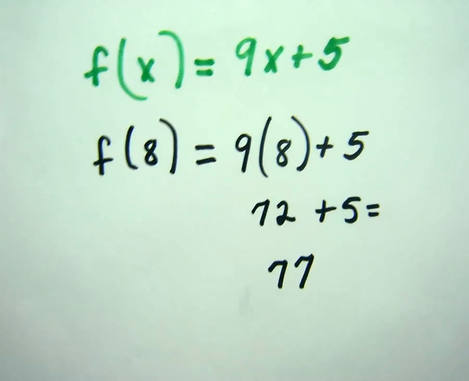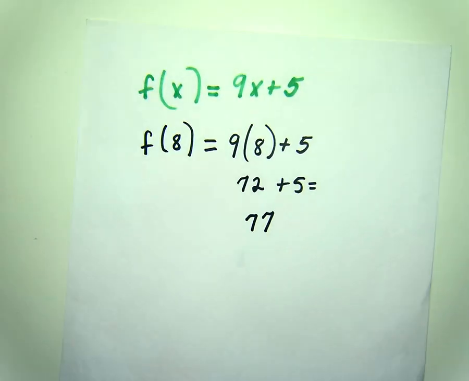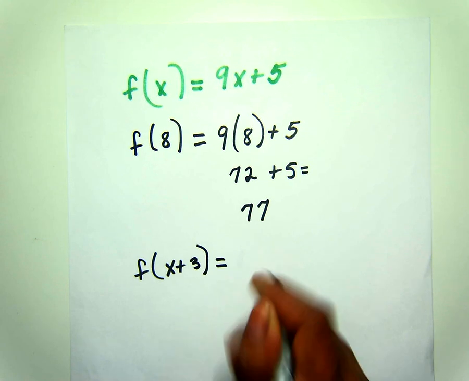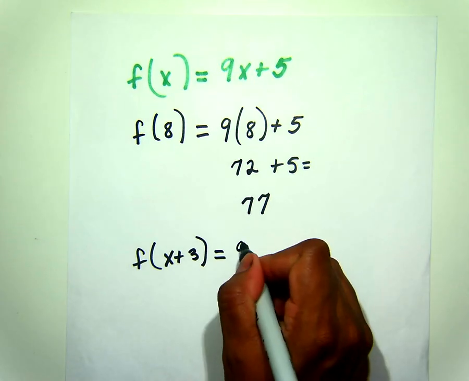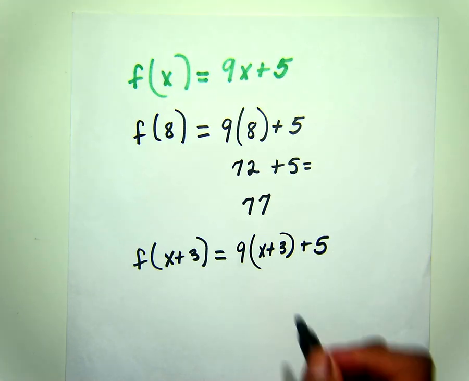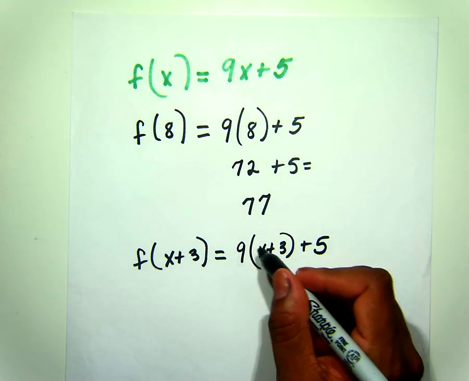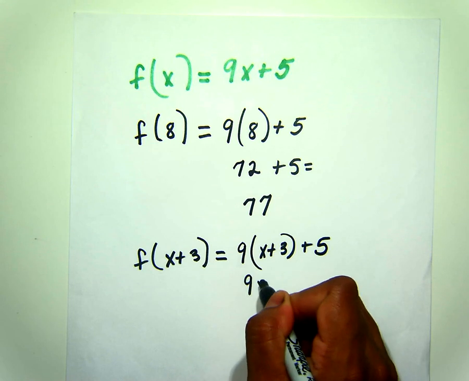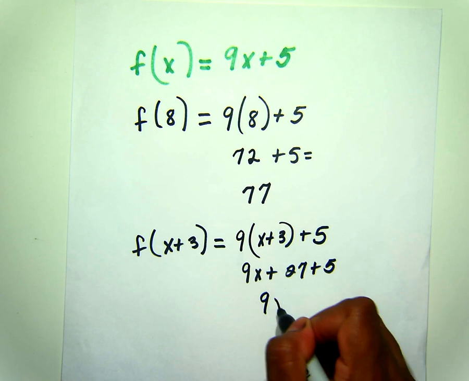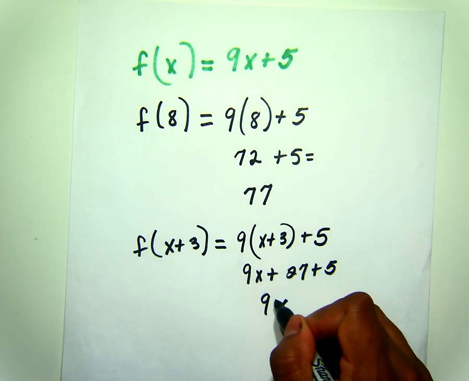But then I have another example as well. Now it wants to know what you are going to use when you have f of x plus 3. So once again, we're going to substitute x plus 3 wherever we see an x, in 9 times x plus 3, plus 5. Using the distributive property, that means whatever's on the outside is multiplied by each term on the inside. I have 9x plus 27 plus 5. Continue to simplify, so now you have 9x plus 32.